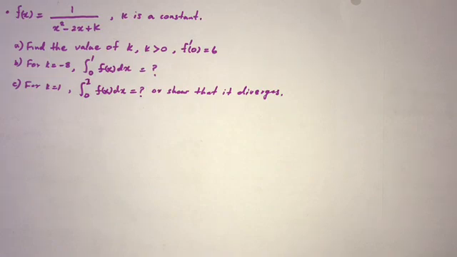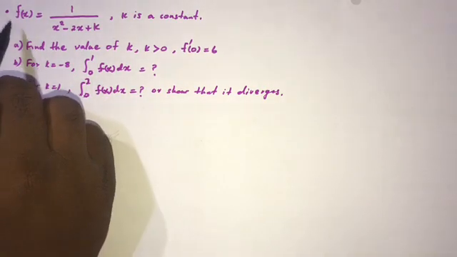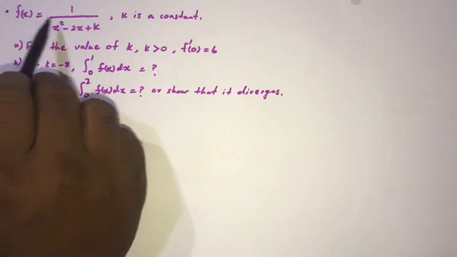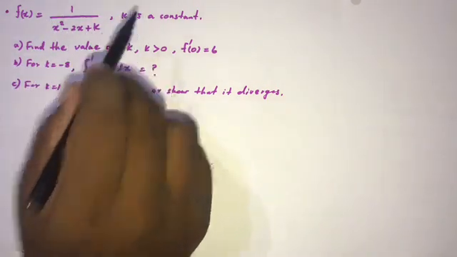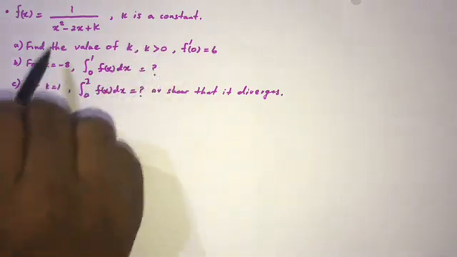Today we are going to solve another AP Calculus exam question. This is the 2019 AP Calculus BC free-response question number 5. The question is: consider the family of functions f of x is 1 over x squared minus 2x plus k, where k is a constant. This is the summary of the question.